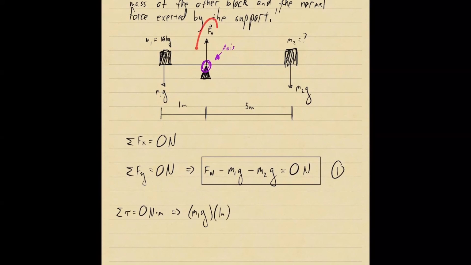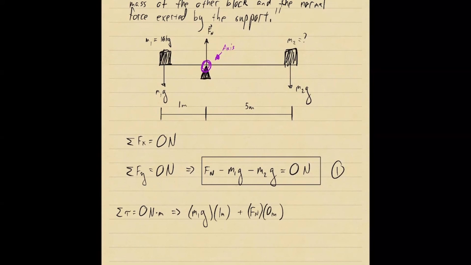Then we have the normal force, Fn, but this is at a distance of 0 meters away from our axis of rotation because it's pushing on our axis of rotation. So that's going to be 0. It's going to provide 0 torque.